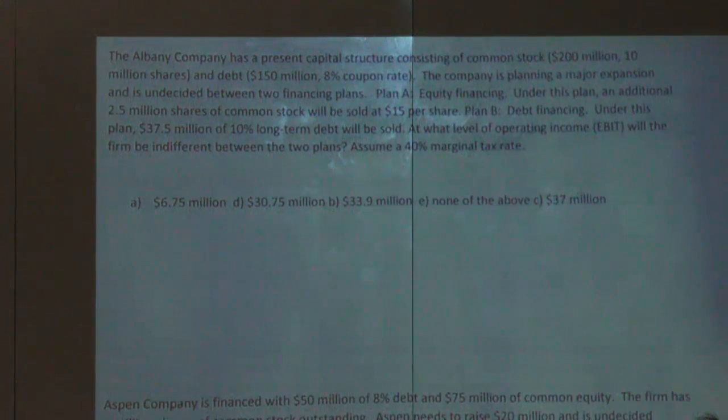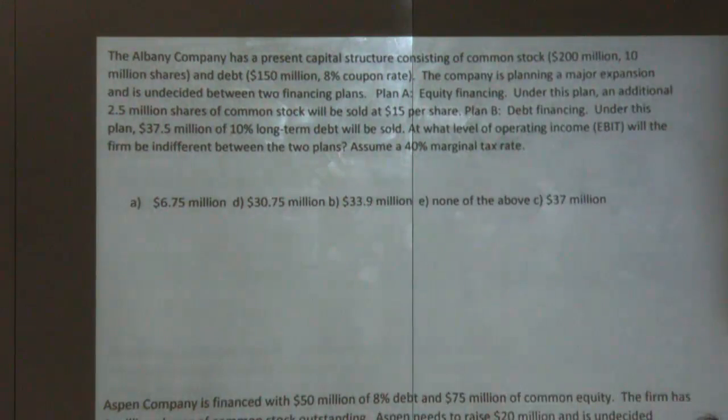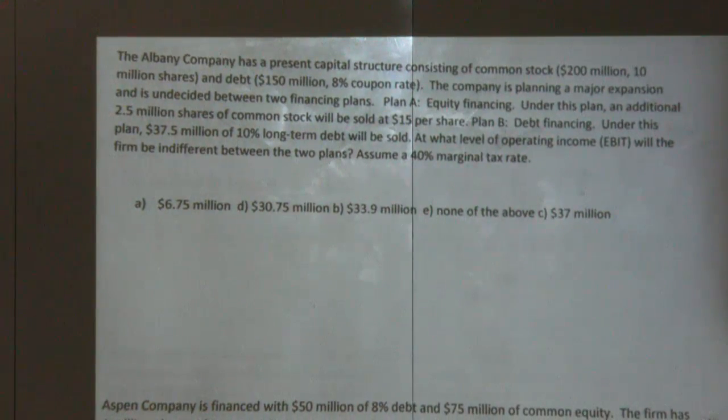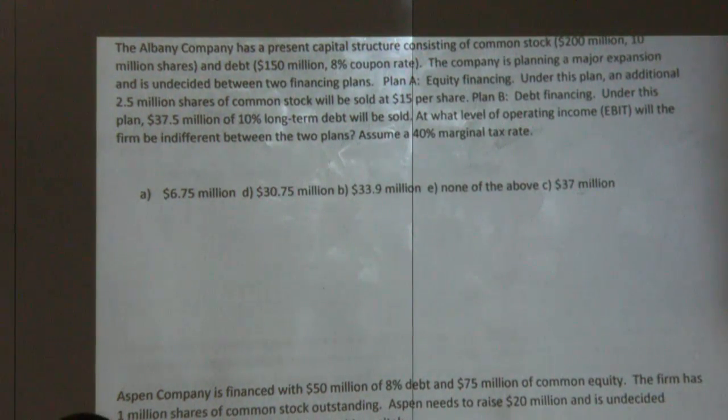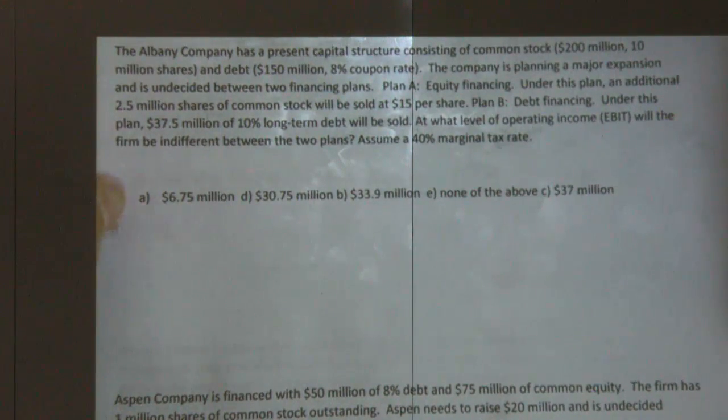Okay, so here we have the EBIT/EPS analysis. This is just finding out how much interest you have to begin with and how many shares you have to begin with, and then changing that to find what the difference would be for the EBIT. So let's work through that. We need to find out how much interest and how many shares we have to start with. So interest.